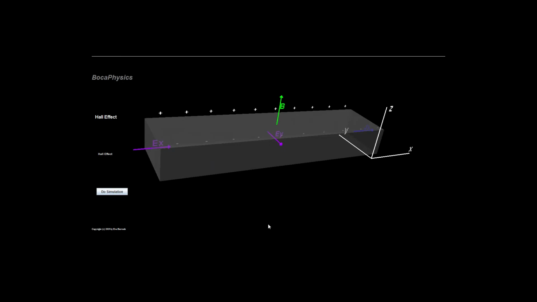Buildup of charge gives rise to a transverse electric field. Eventually, the force due to the transverse electric field will balance the force due to the magnetic field. This is called the Hall effect, and it gives rise to a Hall voltage across the conductor.